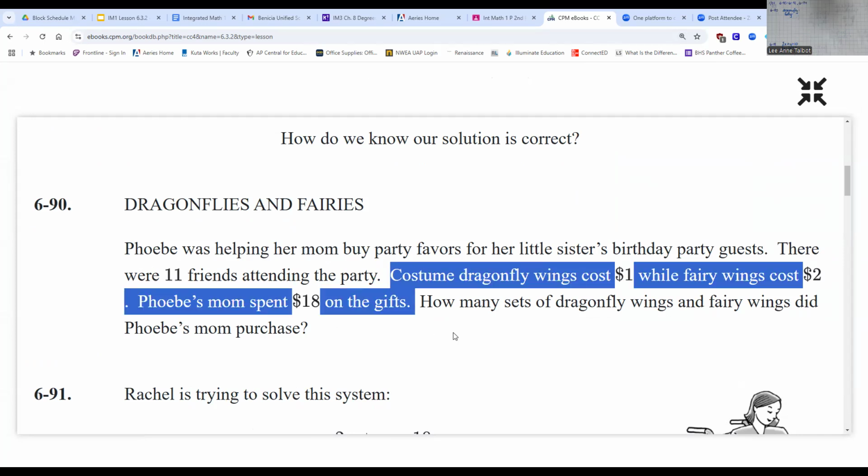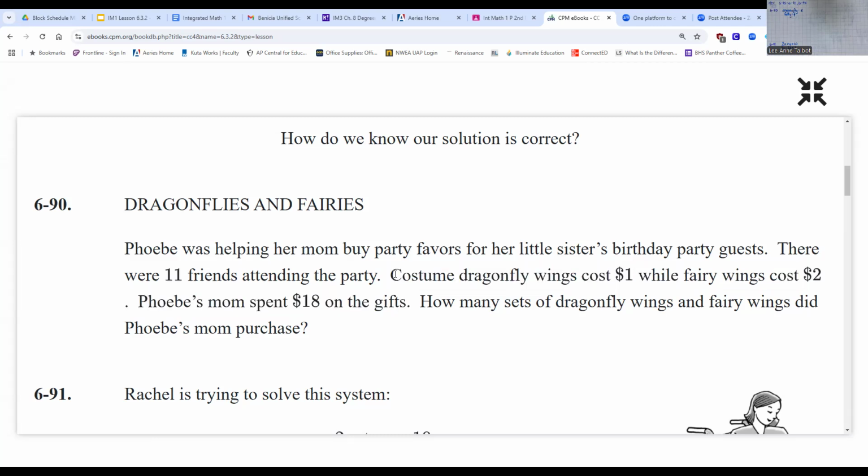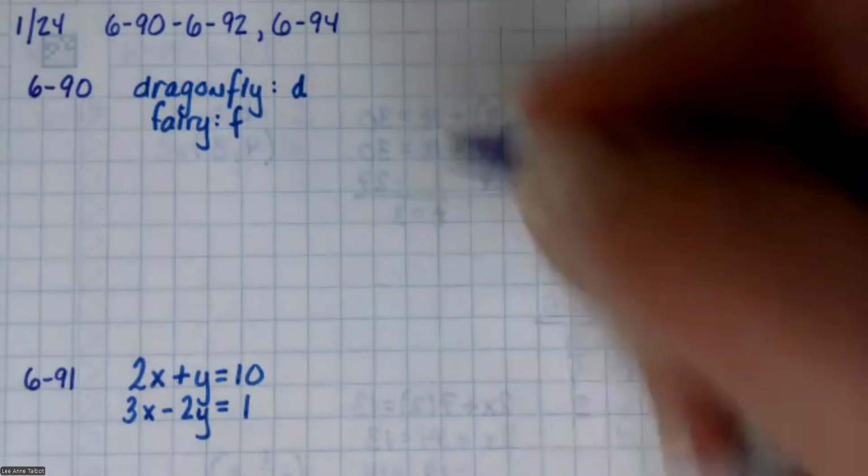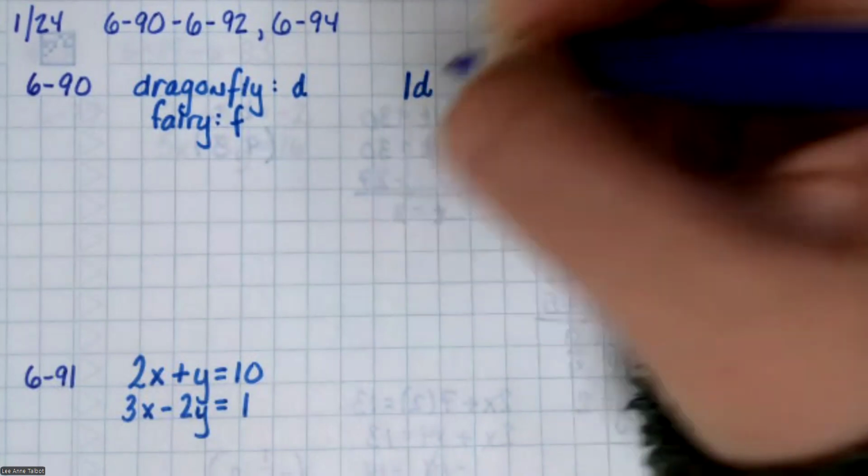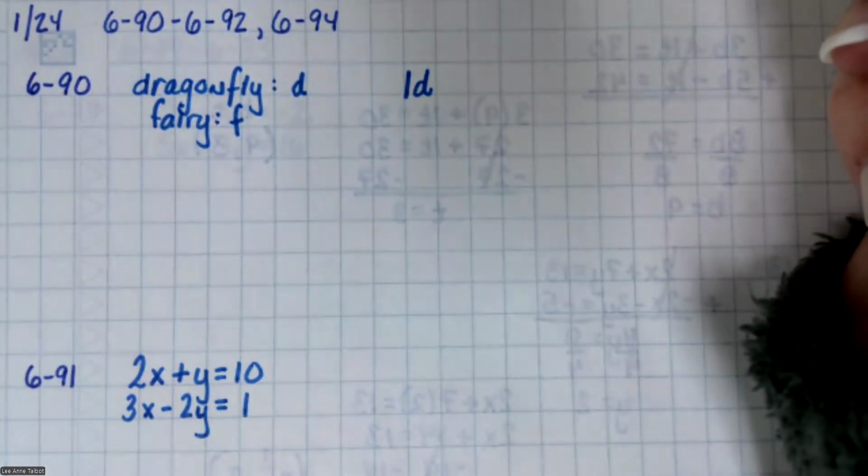Okay, let's start with this. So, what letter do you want to use for dragonfly wings? D? And fairy wings? F. Okay, so next to your dragonfly, put D, fairy, put F. Okay, so we're going to start with this little part right here. Dragonfly wings cost $1. So you're going to go $1 for dragonfly wings.